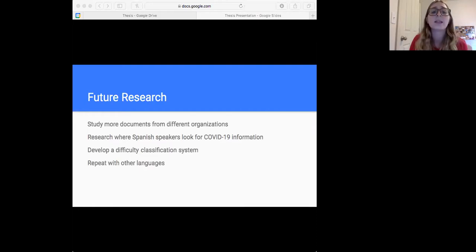I also think that there's a lot of potential for future research. It would be very interesting to repeat this style of study on documents from different organizations. I also want to point out that these websites are not the only places where Spanish speakers may be getting info about COVID, and may not even be the most common ways to get information about COVID. Other people may be looking to social media, the news, the radio, or other websites. So it'd be very beneficial to study how the majority of the population is getting that information and then study those sources.